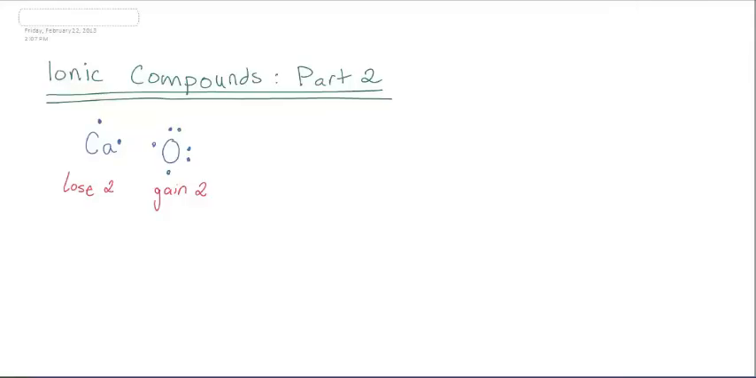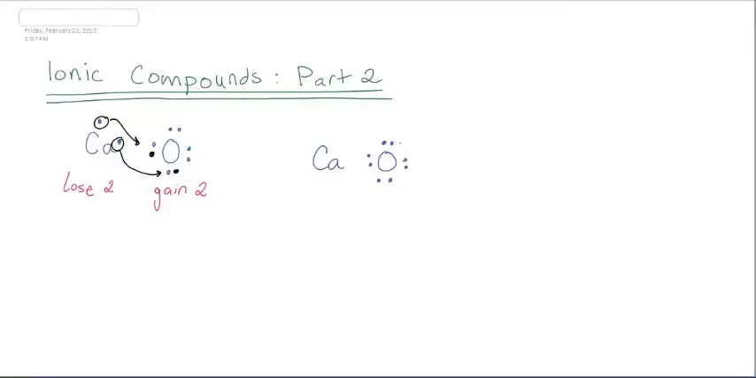So what happens here is very similar to the example you saw in the last lesson, but instead of 1 electron being donated from one atom to the other, we have 2 electrons that are going to be donated. So calcium is going to give 2 electrons over to oxygen, and that way both elements are happy, because calcium now has an empty octet, so 0 valence electrons, and oxygen has a full octet, 8 valence electrons.